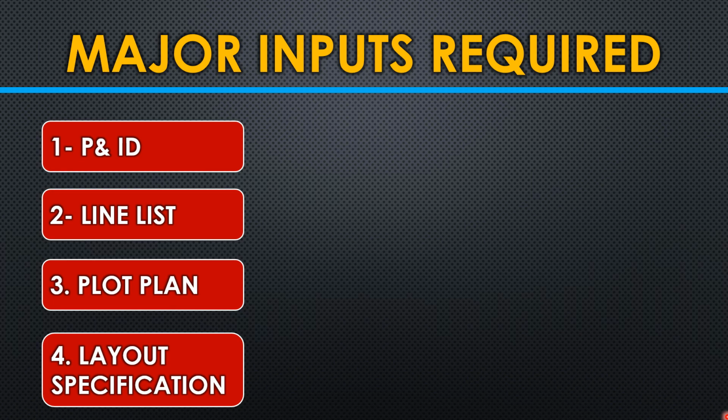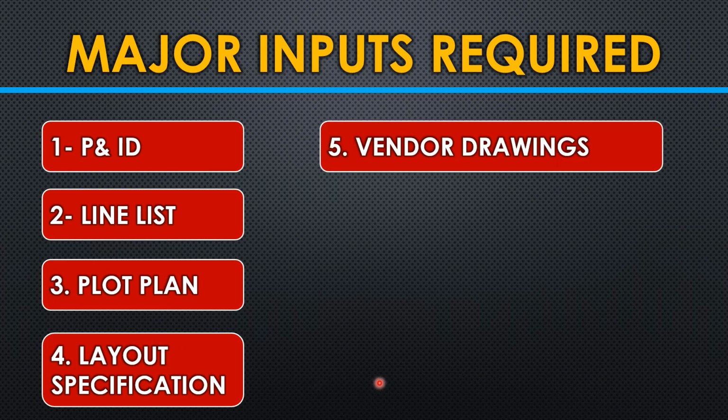There are companies that indicate this as a piping specification as well, but generally it is basically how layouting needs to be done. That is what the specification intent is about. Then we need to have the vendor drawings. Vendor drawings, such as there are valve vendors and equipment vendors, and there are control valve actuator vendors. There are a lot of other vendors as well.